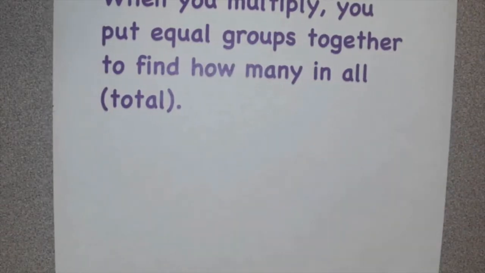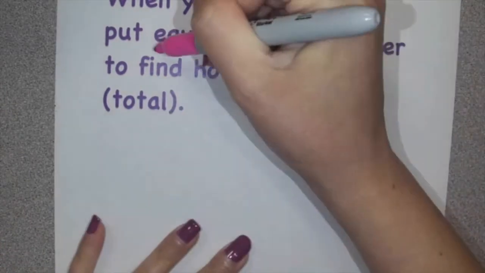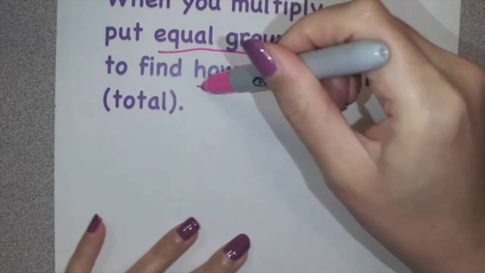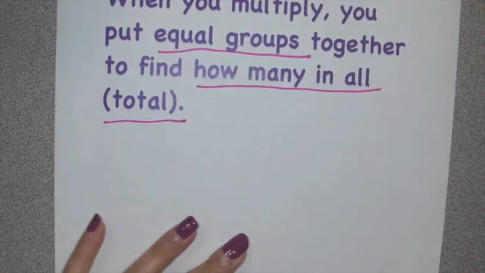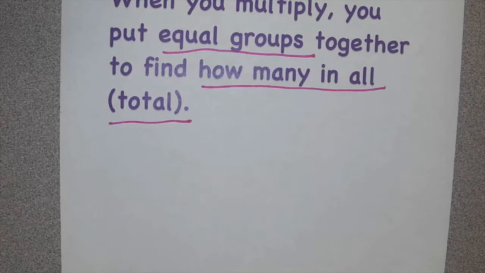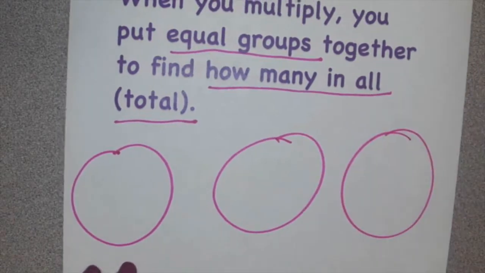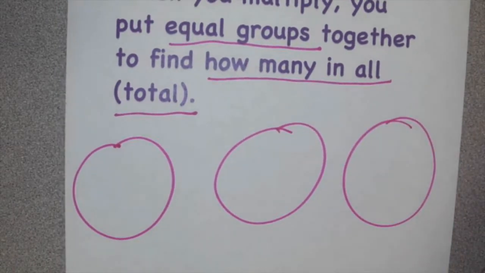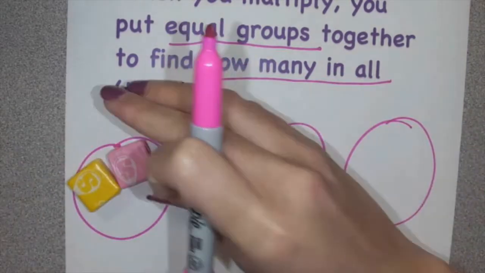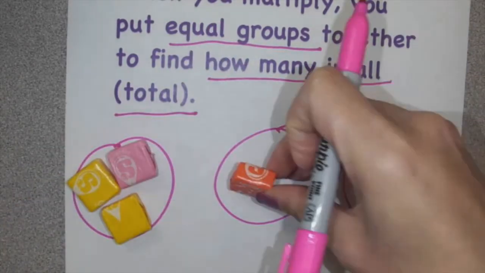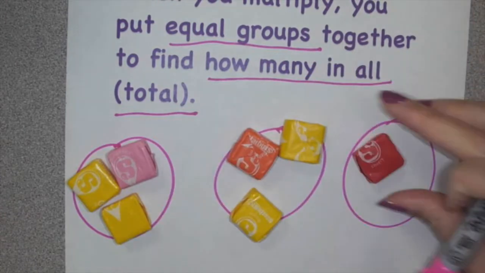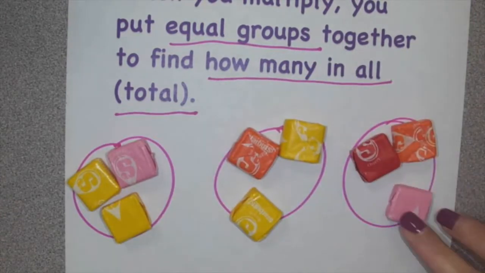Hey guys. All right, so when you multiply, you put equal groups together to find how many in all, which is the total, right? When we multiply, we are solving to find how many in all, how many all together. For example, let's say I have 1, 2, 3 groups, and I have something special today. I have 3 starbursts in each group, okay? There are 3 starbursts in each group.